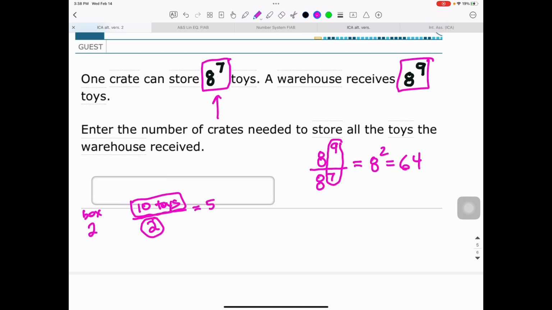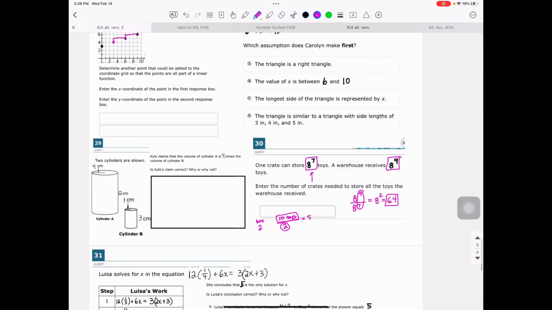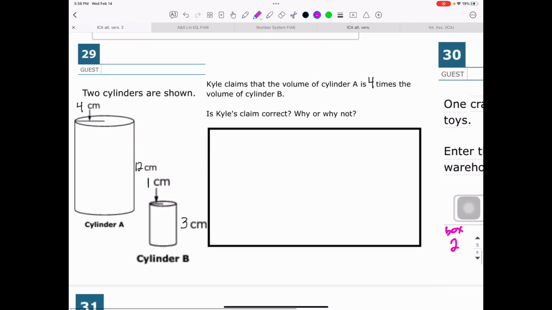That is such a big number. There's no way that that's how many toys a thing holds. But you would need 64 of those boxes to make it happen. All right, for this one, 29. Kyle says this guy is 4 times bigger. And the reason why he said so, he's like, look, the radius is 4 times bigger than the other radius, and the height is 4 times bigger than the other height. That makes this 4 times bigger. But he's wrong. Here's why.